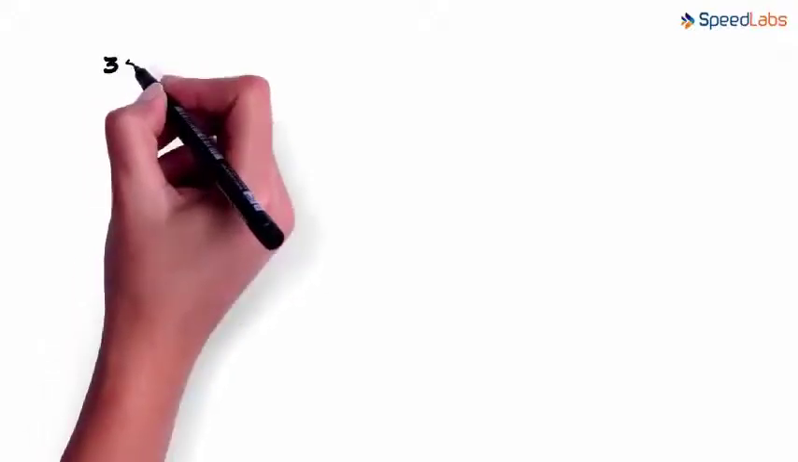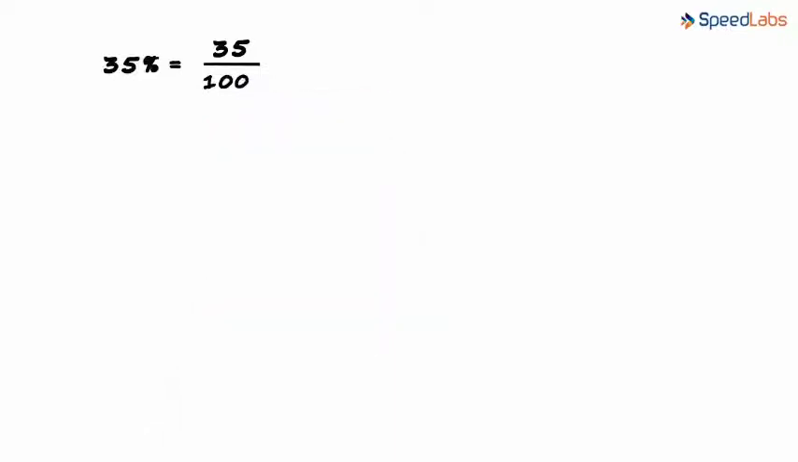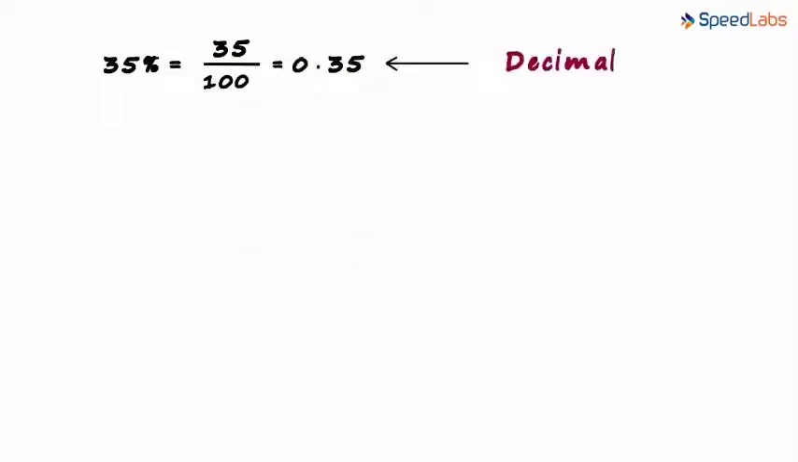We know that 35% can be written as 35 by 100. This means that we are considering 35 parts out of 100. And in decimal terms, it can be written as 0.35. We wrote the same thing in a different way.